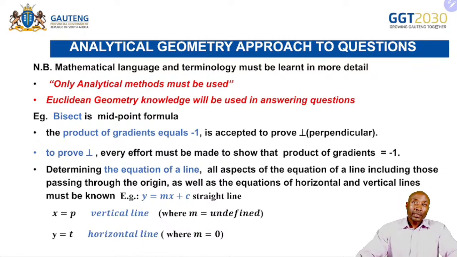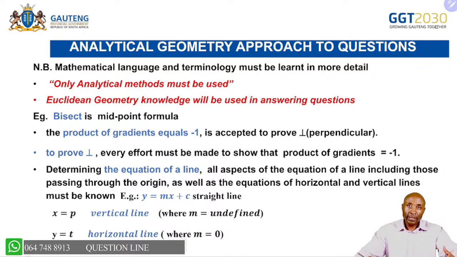You are aware that our Euclidean geometry knowledge is used in answering the questions, like the words that we use, for example, bisect. I have talked about bisection. An angle can be bisected or a line can be bisected. If it's a line that is bisected, you know that it's a midpoint. If you are having a product of gradients that gives you -1, it's a way of proving that the lines are perpendicular to each other, or the angle there is 90 degrees.